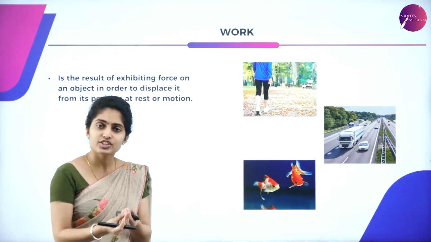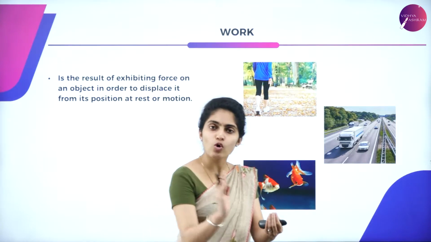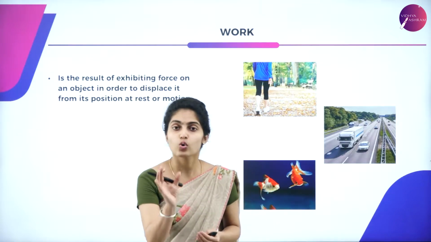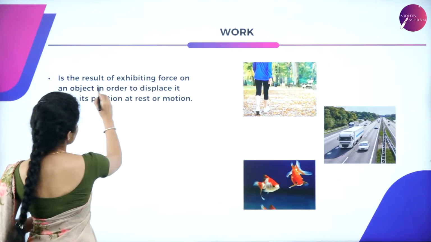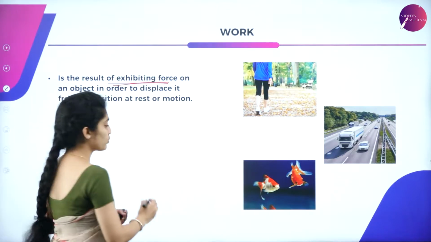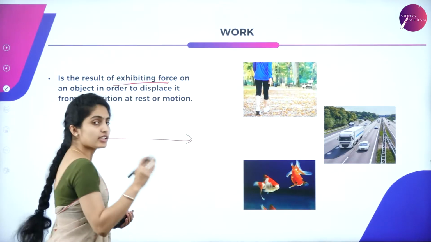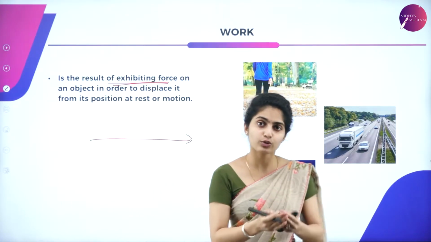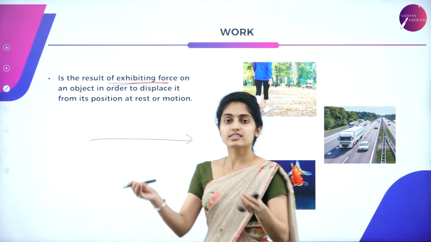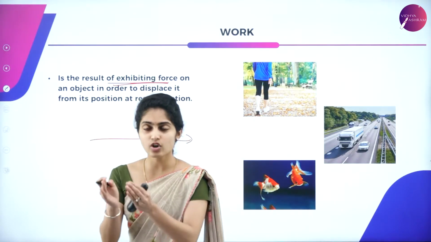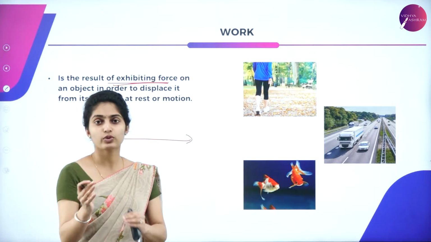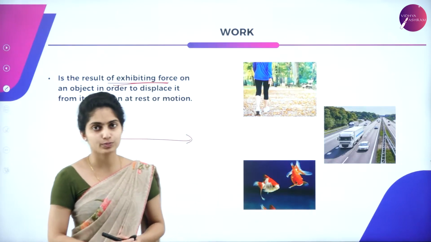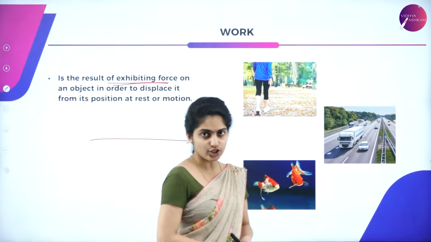So there is the displacement of an object when a force is exerted on it. Such an action is termed as work done. So the result of exerting the force on an object in order to displace it. The object is said to be either at rest or in uniform motion. You exert certain force on it so that the object gets displaced, and you can give a final result as the work is done by the object. So that is all about work in general.